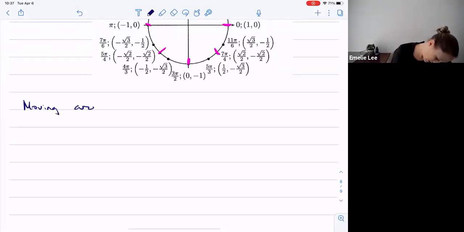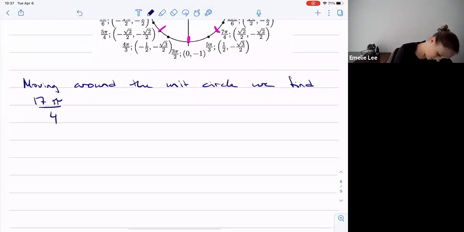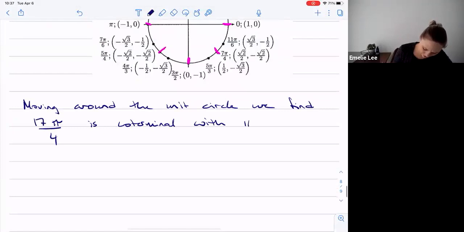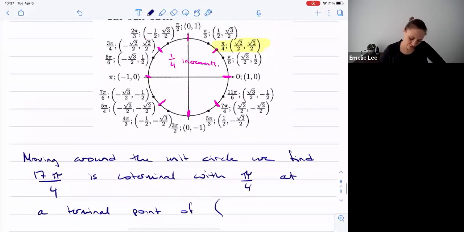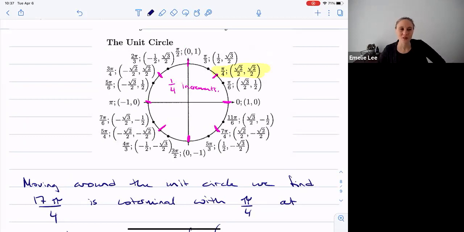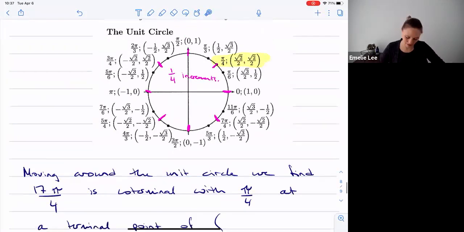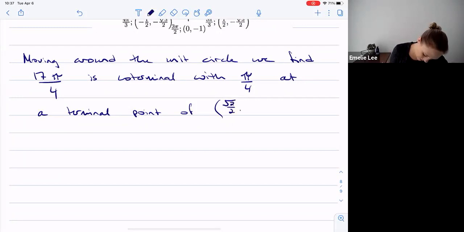Okay. So moving around the unit circle, we find that 17 pi over 4 is coterminal with pi over 4 at a terminal point of root 2 over 2, root 2 over 2. Notice that all the quarter way marks, at least the non-axes ones, are all root 2 over 2, root 2 over 2, right? So that's nice. You can kind of easily memorize that. Okay.